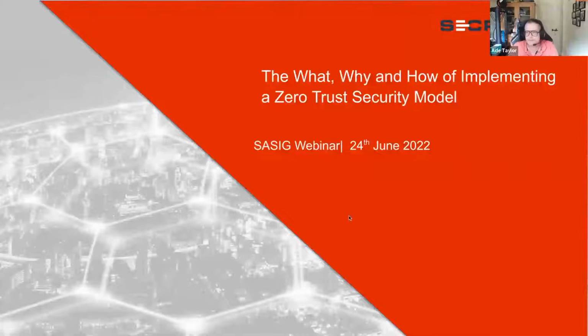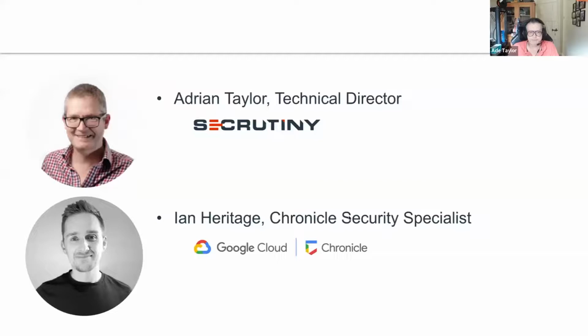So I'm Aid Taylor. We've got a slide with our pictures on, I think, haven't we? There we go, Ian. Ian's the glamorous assistant on the slides, because when I do it, it always goes wrong.